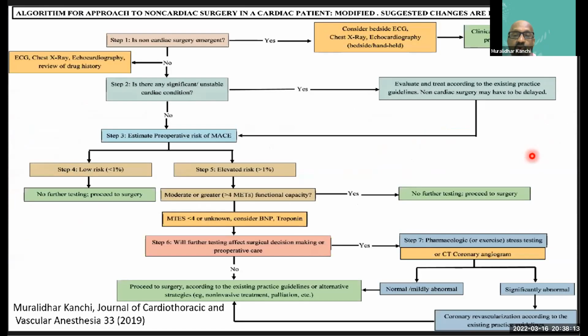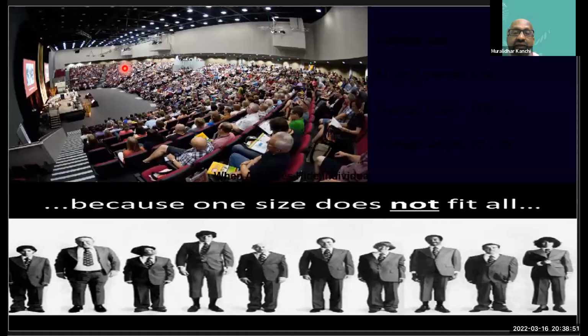We also have proposed an approach to non-cardiac surgery in cardiac patients, which was published in the Journal of Cardiothoracic and Vascular Anesthesia 2 years ago. We have suggested that Asians and Indians are more vulnerable to cardiac disease, and cardiovascular disease is very rampant in these parts of the world. And that's why we suggested that ECG, chest X-ray, echocardiography must be included in the algorithm, and one size does not fit all.